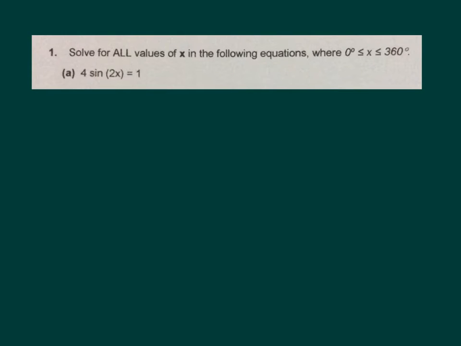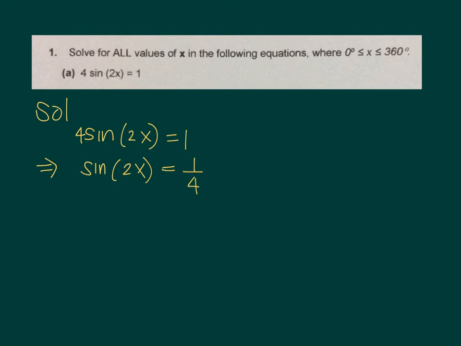Okay, so here is our first problem. We want to solve for all values of x in the following equations where x is between 0 degrees and 360 degrees. Okay, so we start the solution by having 4 sine 2x equals 1, and this implies sine 2x is equal to 1 over 4.